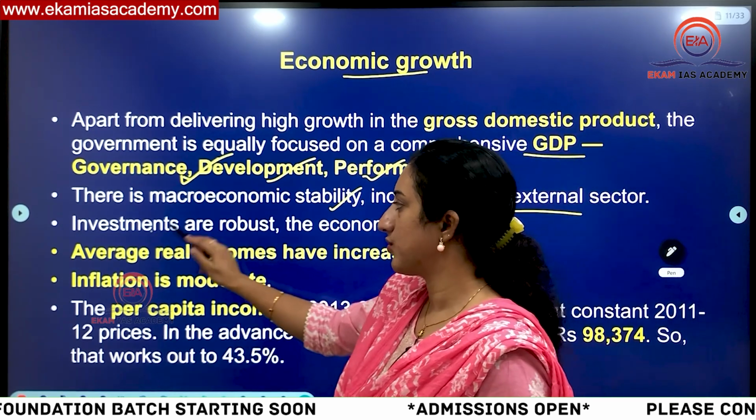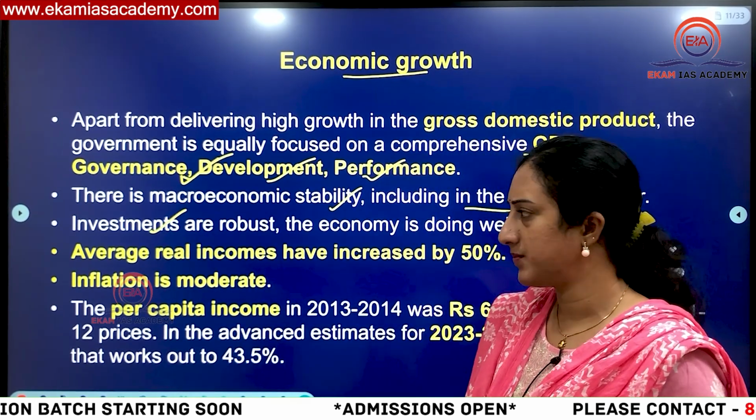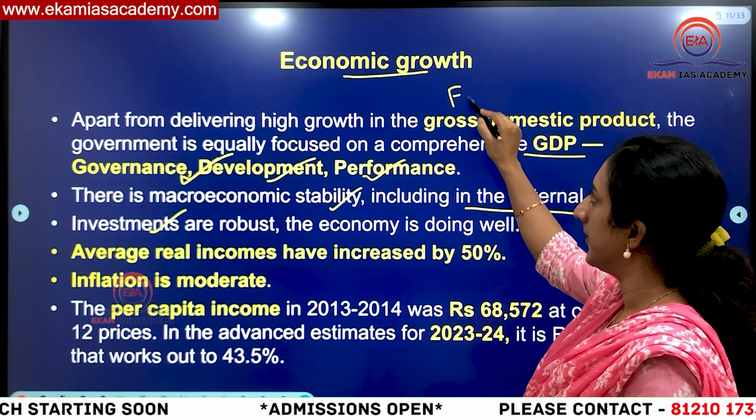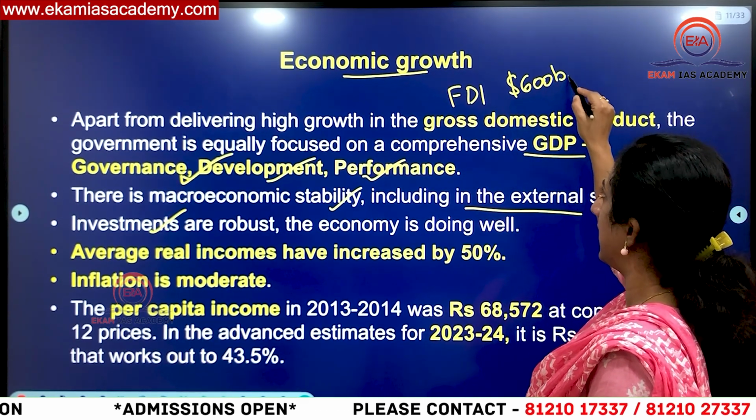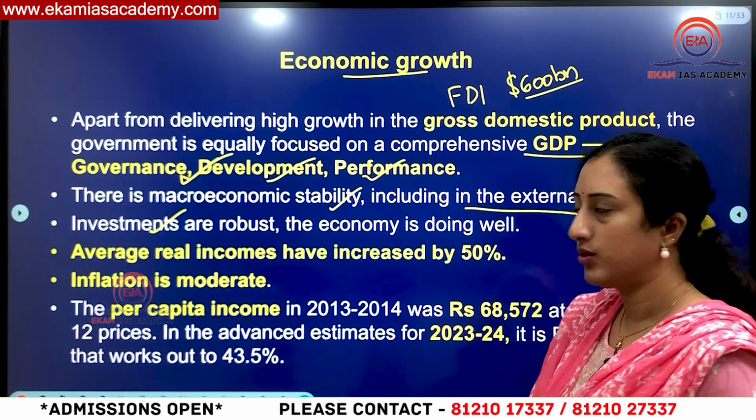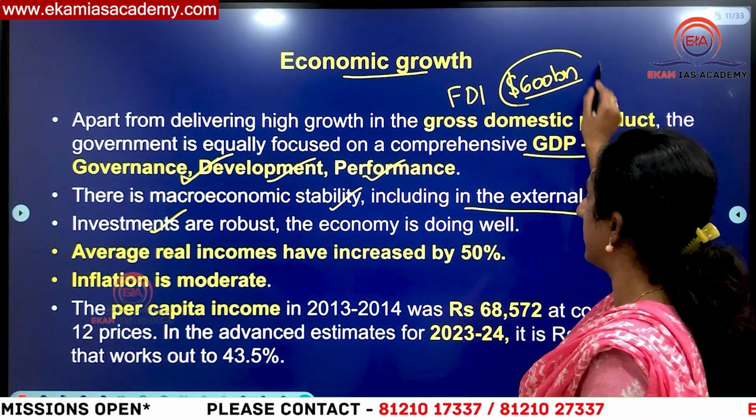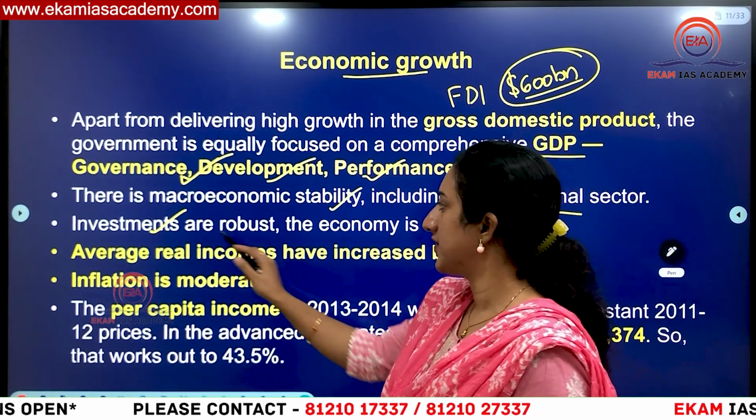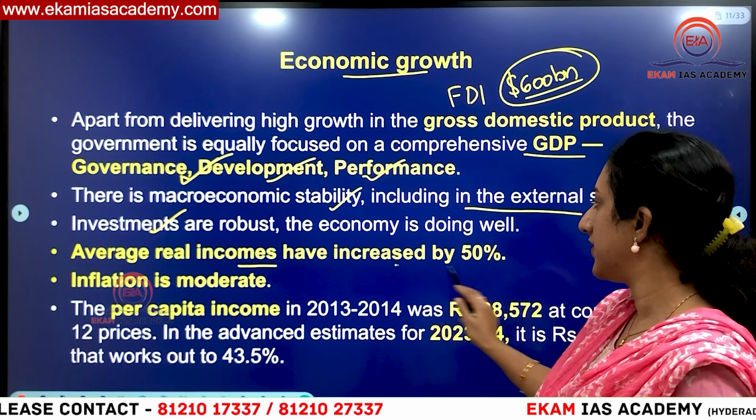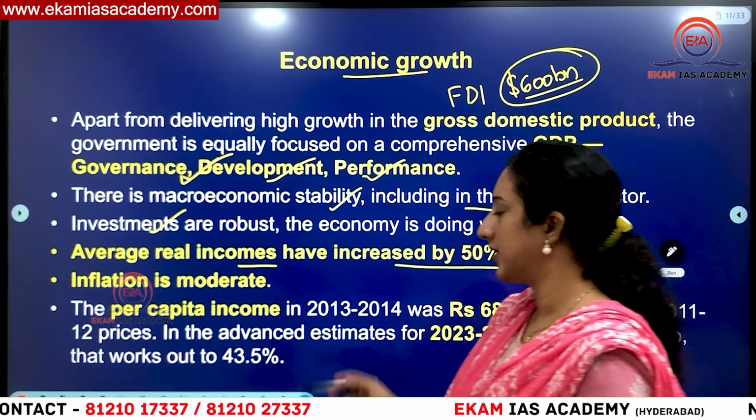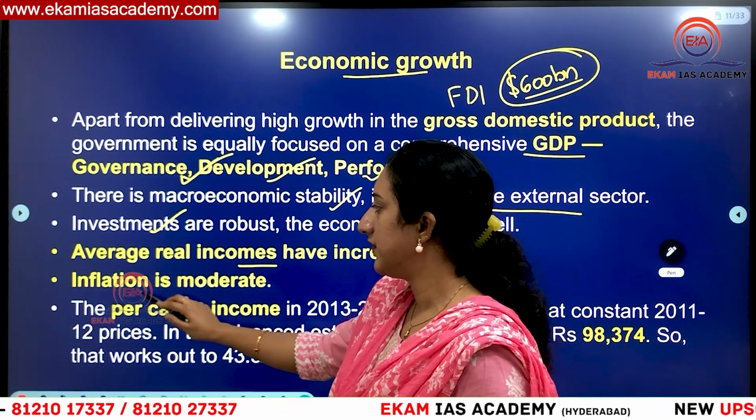Then investments are robust, meaning we are attracting good investments. If you remember FDI, almost $600 billion came into India from 2014 to 23. This is the number we have received. So investments are robust and the economy is doing well, and real incomes have increased by 50%. Increased incomes are also a welcome sign, and inflation is moderate.